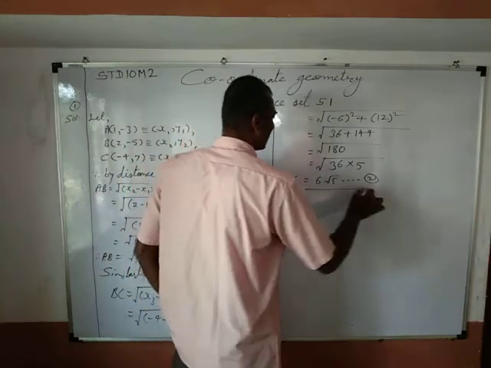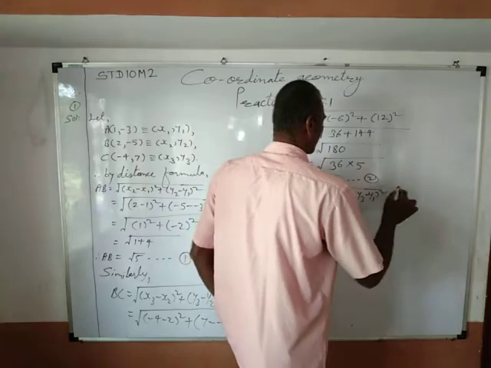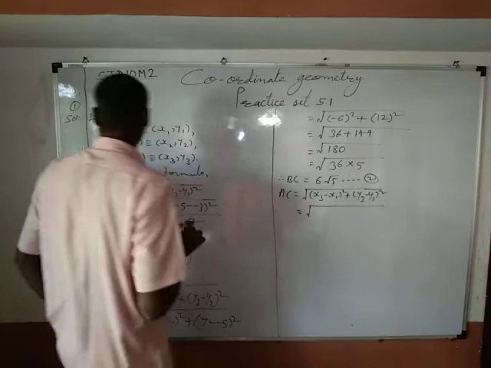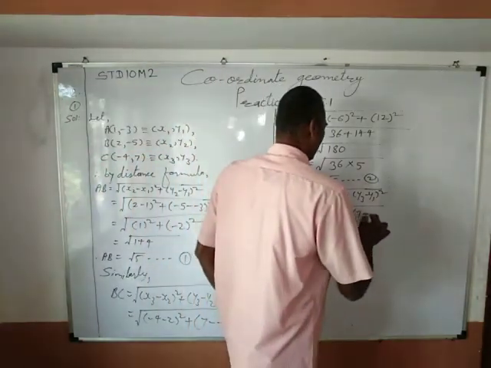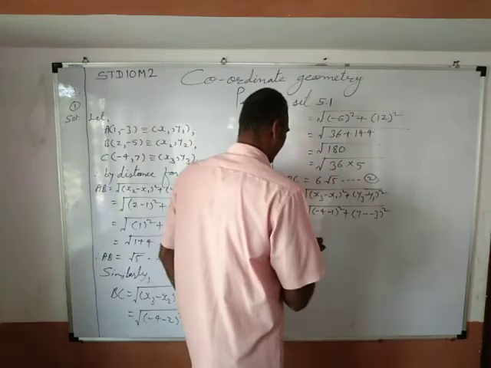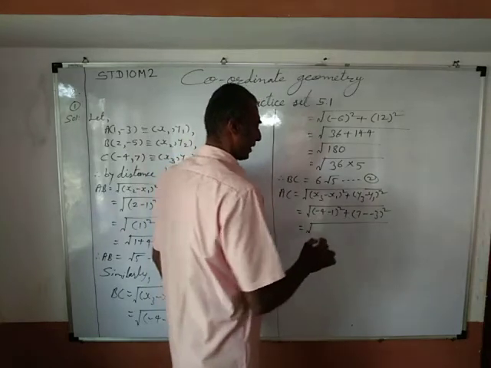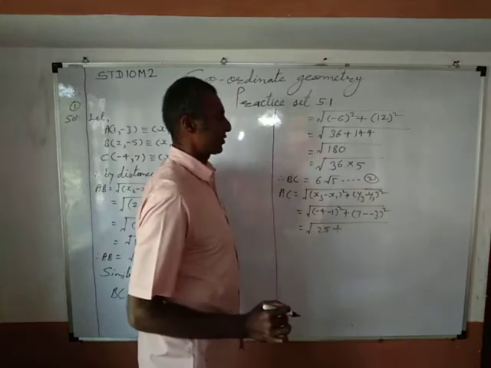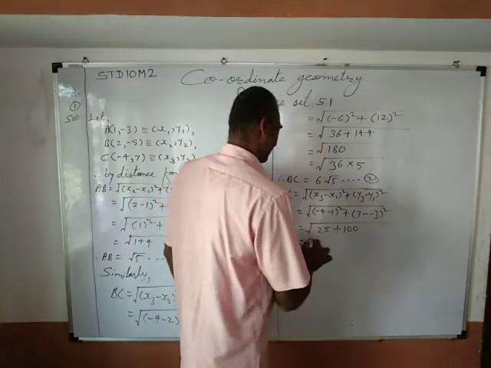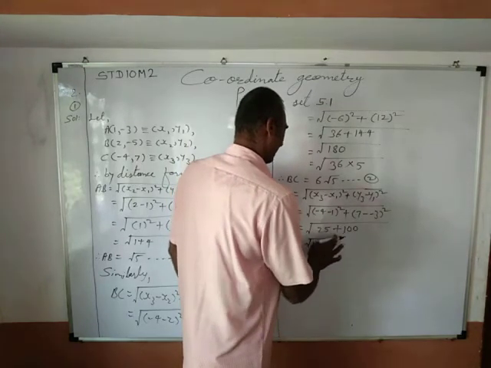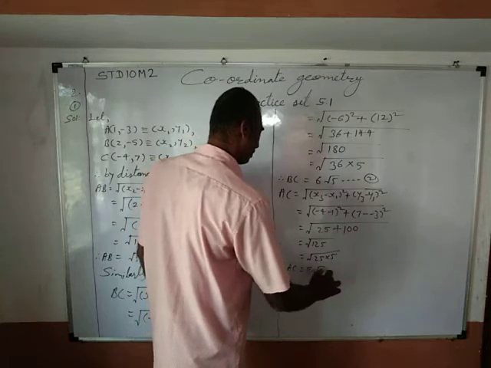AC equals under root (x3 minus x1) square plus (y3 minus y1) square, equals under root (-4 minus 1) its square plus (7 minus -3) its square, equals -4 minus 1 gives us -5 and -5 its square is 25, plus 7 minus -3 means 7 plus 3, that is 10, and square of 10 is 100, that equals under root 125, and root of 125 is 5 root 5.